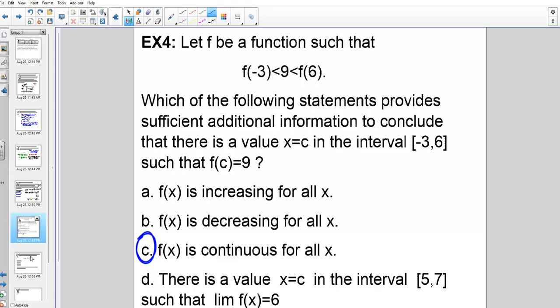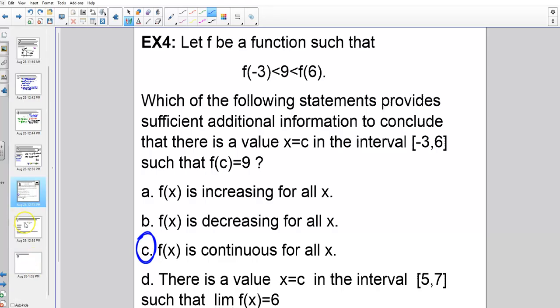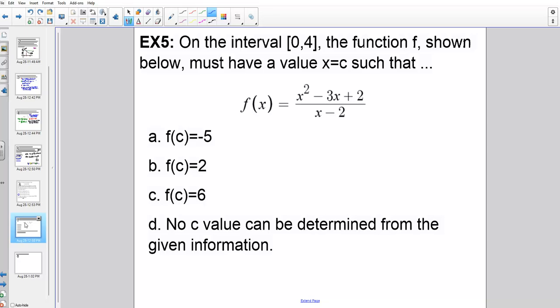All right, questions there? All right, I think we've got one more to look at. Okay, so here on the interval from 0 to 4, the function f shown below must have a value x equals c such that either f of c equals -5, f of c equals 2, f of c equals 6, or no value can be determined. So, ideas.